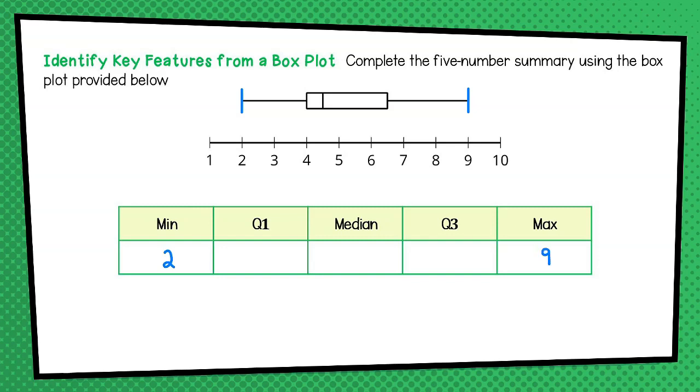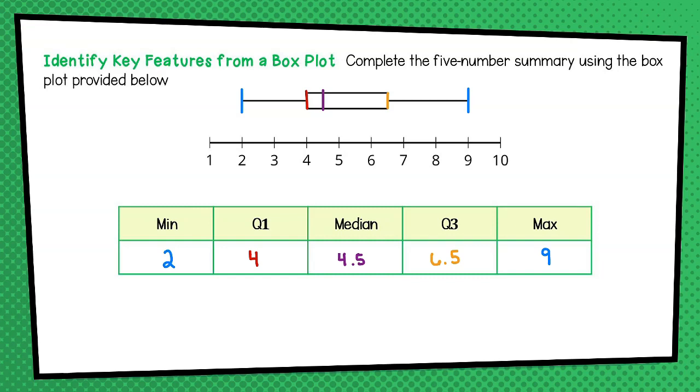The median is found at the center of the box plot itself. This time the median appears to be 4.5. Quartiles 1 and 3 are located on the left and right ends of the rectangle respectively. Quartile 1 is 4, whereas quartile 3 is 6.5. And there we have it. We've got our 5-number summary found from a box plot.